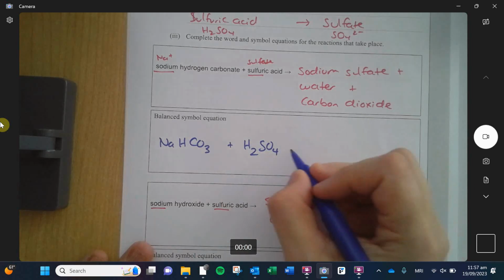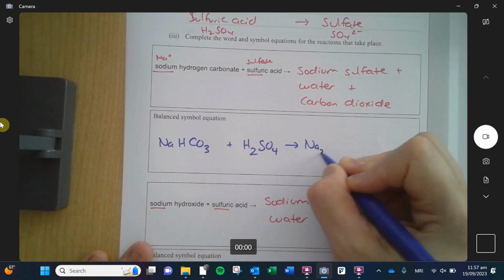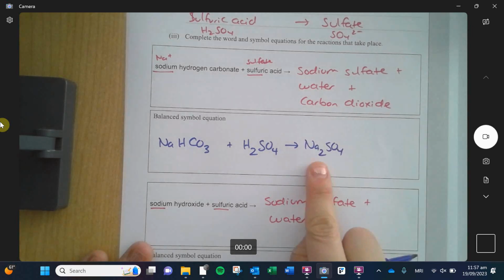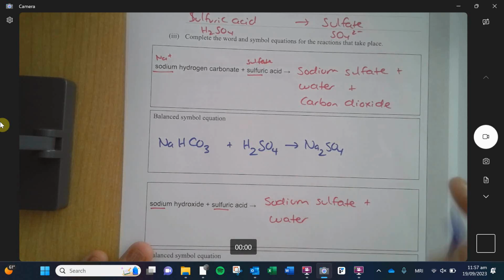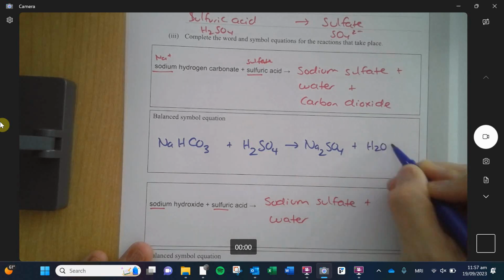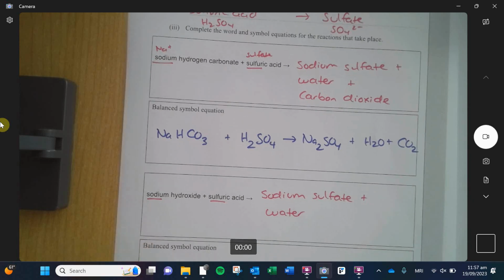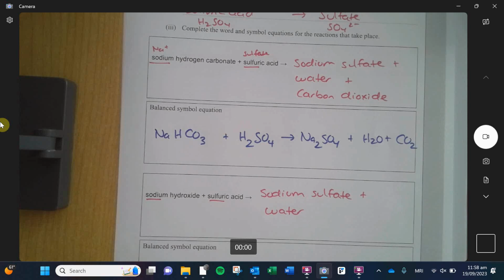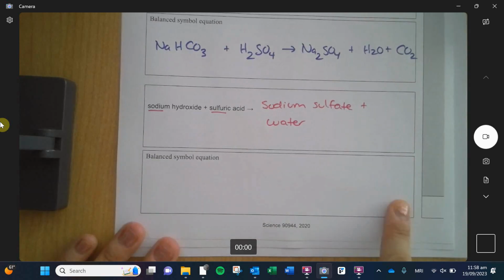And then do my arrow, sodium sulfate, Na2SO4, because that's a +1, and that's a -2. H2O, CO2. Cool. I'll do the bottom one as well, and then we'll balance it last.